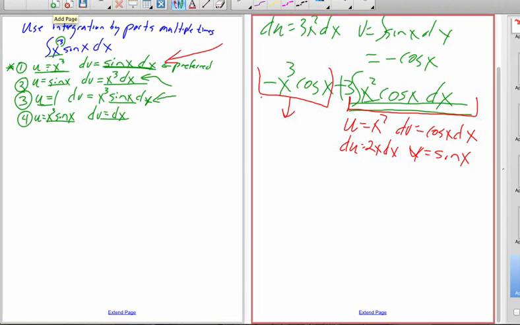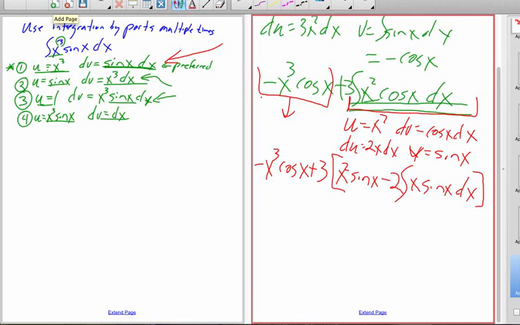So now we plug in. Now this guy I just copied down. So I've got negative x cubed cosine of x plus 3 times, now I do my integration by parts, so uv is going to have x squared sine of x minus the integral of v du, so I've got a 2 out front of here, and I've got an x sine of x dx.